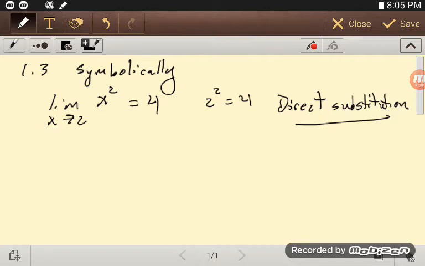Now we could also back this up a little bit with some graphics or a table, right? I could go into something like Desmos, graph y equals x squared. There's 2, there's 4, and I would see that point is there, and everything looks like it's heading toward that spot. Okay, so when we can do direct substitution, we know the answer, and we can get that answer.